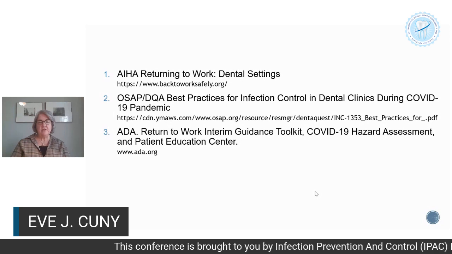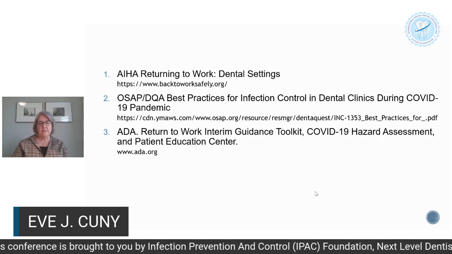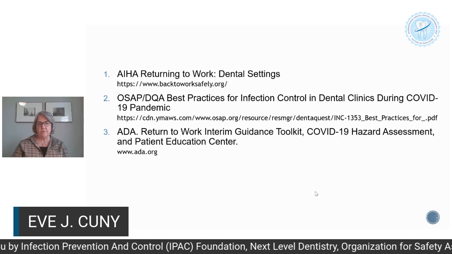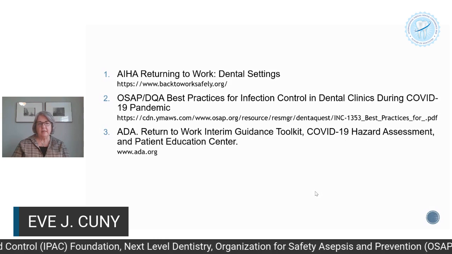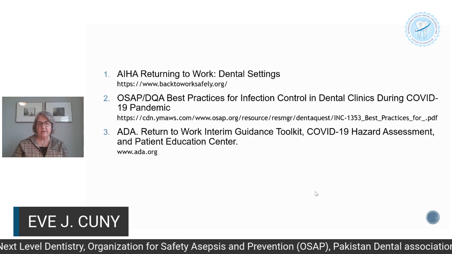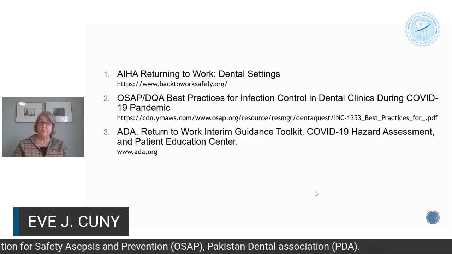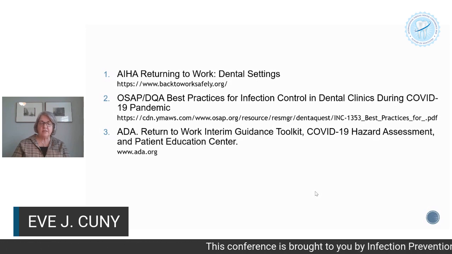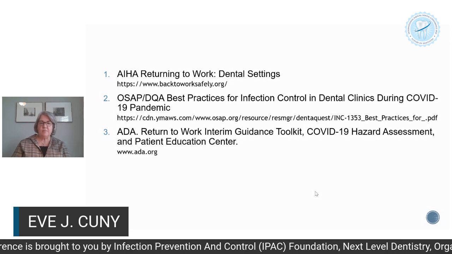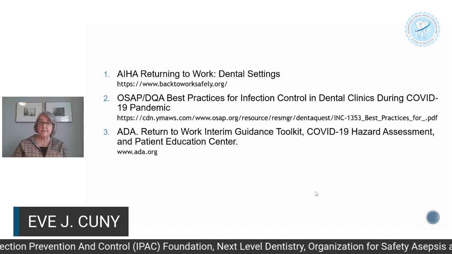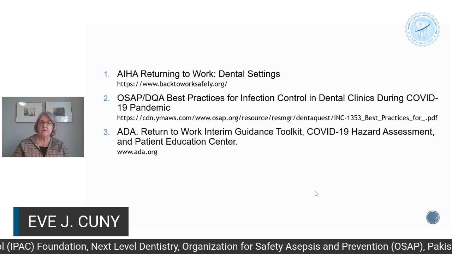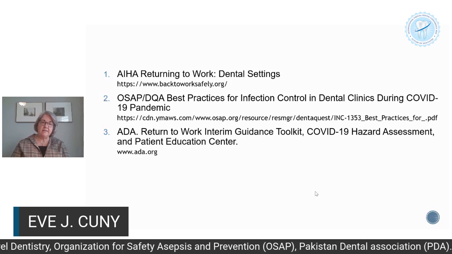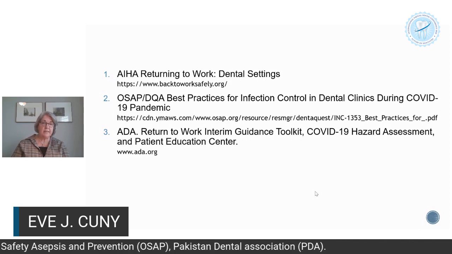And then finally, I would just like to share with you a couple of resources that you may find helpful. These are their websites. The AIHA, which is a public health organization, has a guide for returning to work for dentists, and it's at backtoworksafely.org. OSAP, my organization, and the Dental Quality Alliance have put together very recently a best practices for infection control in dental clinics during the COVID-19 pandemic, and that's a checklist. You can go to the OSAP website, it's free.